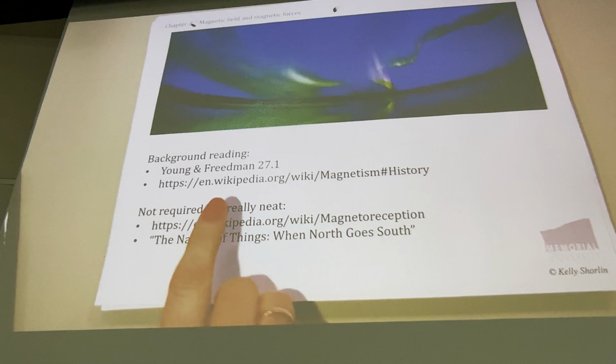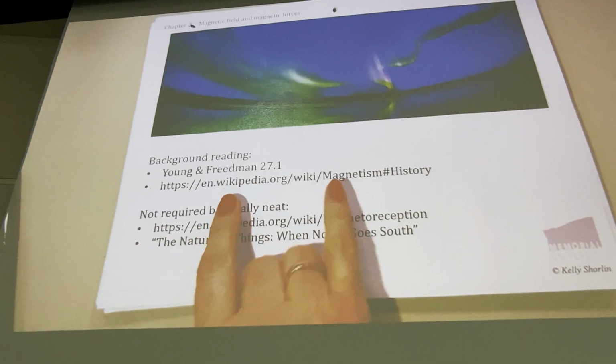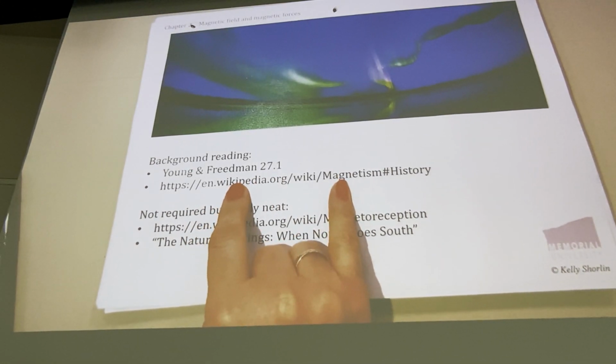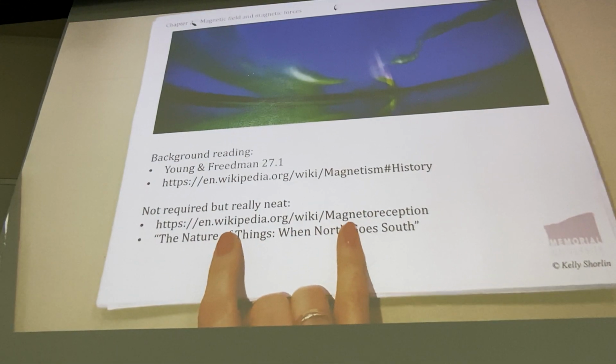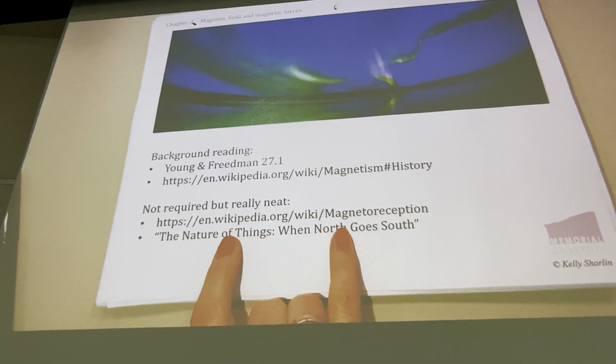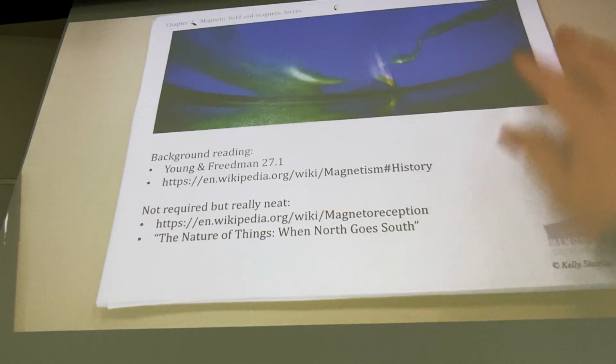If you're looking for some background reading, your textbook's fine. Wikipedia is actually pretty good on the history of magnetism, so that's nice. We'll cover a little tiny bit of this top one, and then mention briefly this one as well.